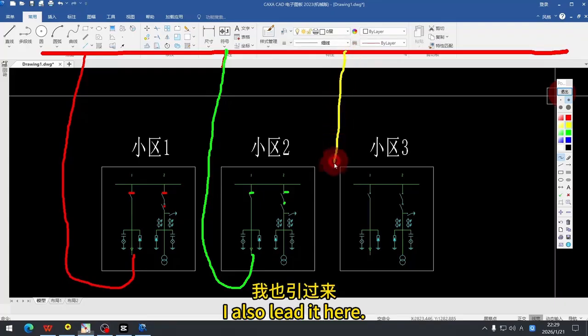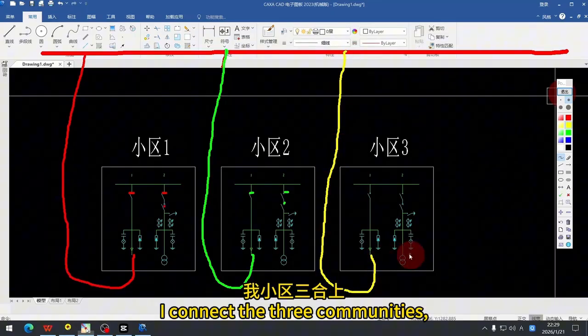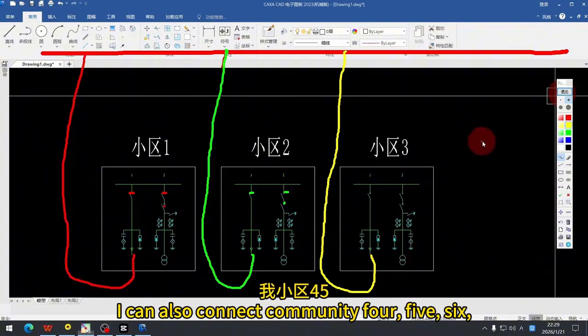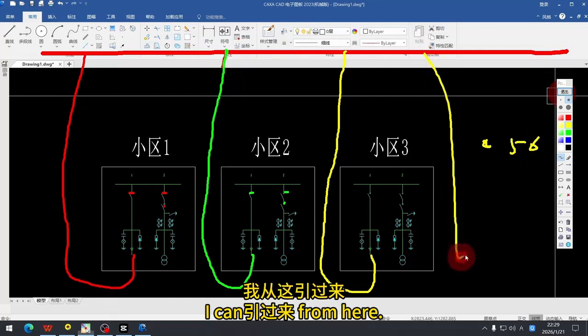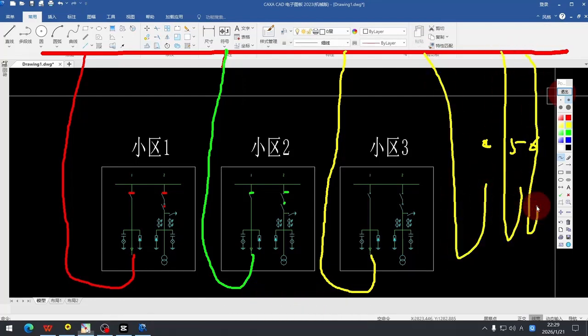Community 3, I also lead it here. I connect the 3 communities. Then community 3 has electricity, right? And so on, I can also connect community 4, 5, 6. I can do it, right? I can lead it from here, and from here. Can I do this? Yes, definitely.